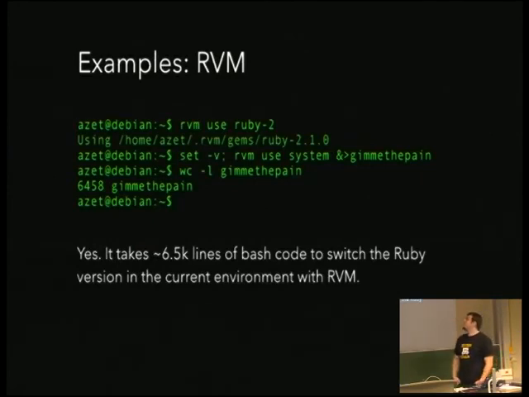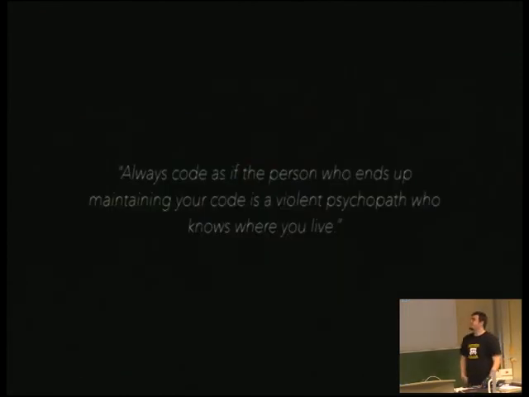So I didn't ever use Ruby 2 and used the system Ruby, and just wanted to see how many lines of code it executed. It executes about 6,500 lines of bash code to switch the Ruby version. There's the saying, always code as if the person who ends up maintaining your code is a violent psychopath who knows where you live.